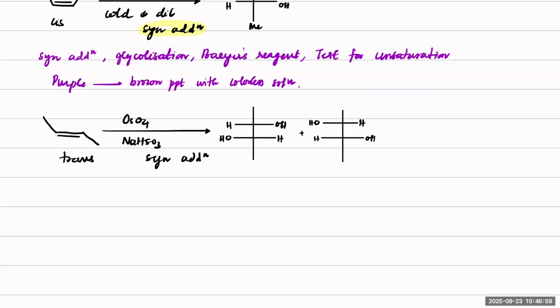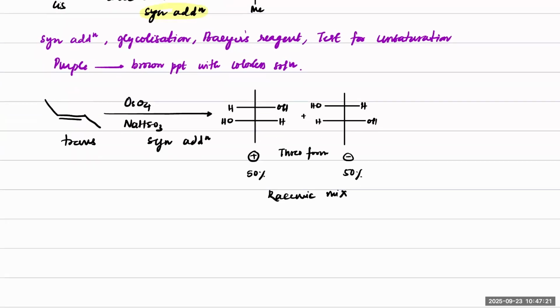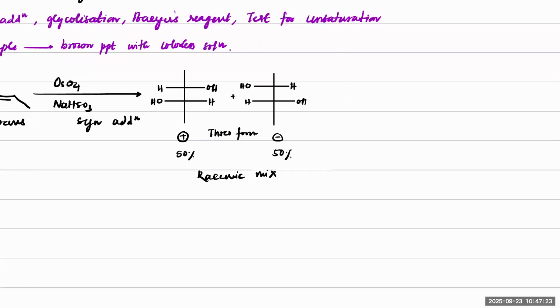This is a 3O form. If this is plus, which means it is dextrorotatory, the other one has to be levorotatory. If this is 50%, the other one has to be 50%, making it a racemic mixture. Got it? What are the important points to be noted here?